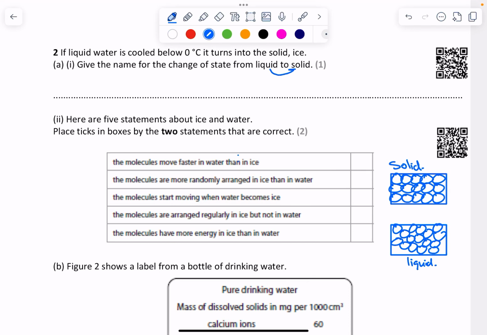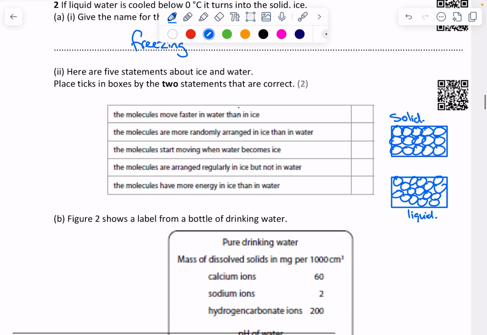Okay, so when we're going from a liquid to a solid, we are going through a change of state that is called freezing. If you get stuck on those, bring it to real life. So if we had a liquid, say it was water, and we turn it into ice, we know that we have to freeze the water to do that.